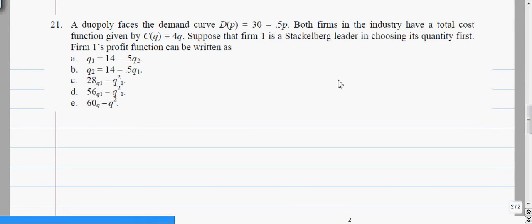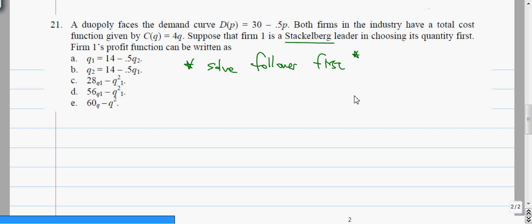So we are finally doing Stackelberg duopoly. The only way to solve this is to use best response functions. And the most important thing to remember is: solve the follower first. So this is the one important thing that you need to remember.